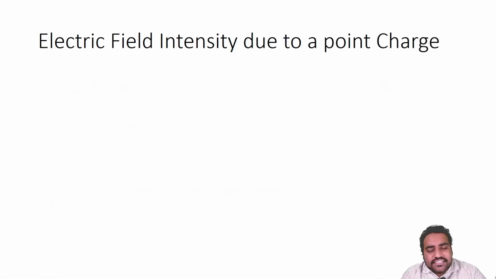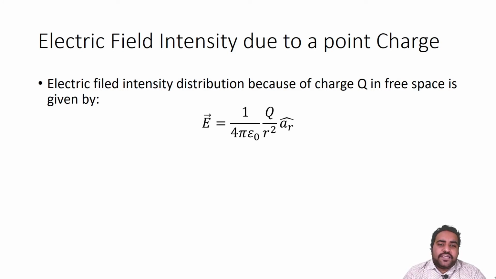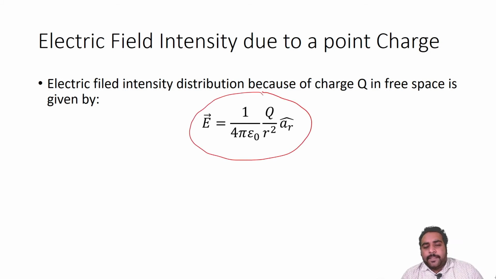Now, let us try to determine the electric field intensity due to a point charge. Electric field intensity because of charge Q in free space can be given by this expression which I have just obtained, where Q is nothing but Qs.